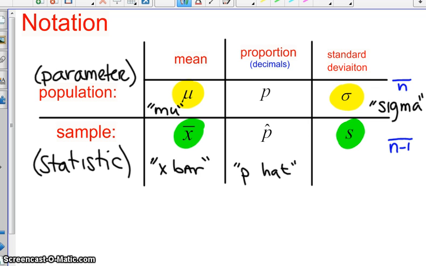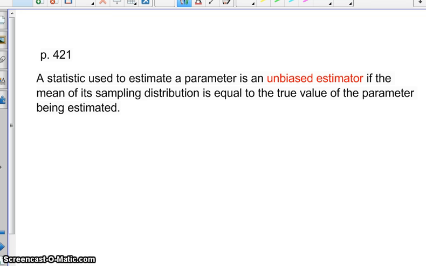Then when we get into proportions, proportion again is a decimal value. It might be stated in the problem as 35%, but we're going to change that to 0.35. So for my population, the parameter we talk about is P. Our sample, our statistic is P hat. Again, very important to use correct notation.